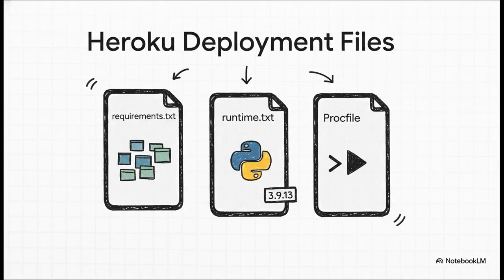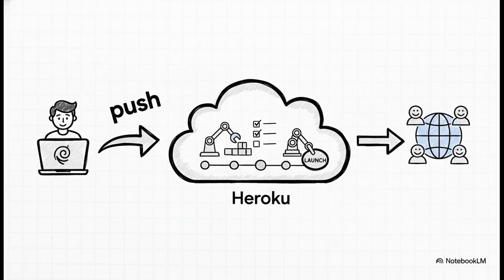And getting your code ready for Heroku is surprisingly simple. You just need to create a few little text files. There's one called requirements.txt. That's just your project's shopping list of all the Python libraries it needs. Then runtime.txt, which just tells Heroku what version of Python to use. And the last one, the proc file, is like the ignition key. It's the exact command Heroku needs to start your web server. And honestly, that's pretty much it.